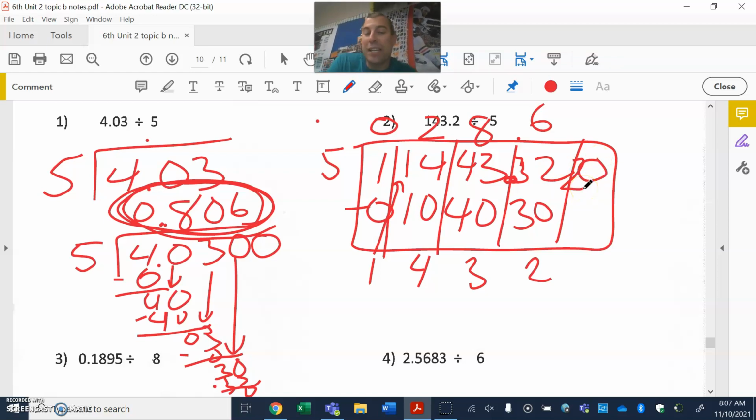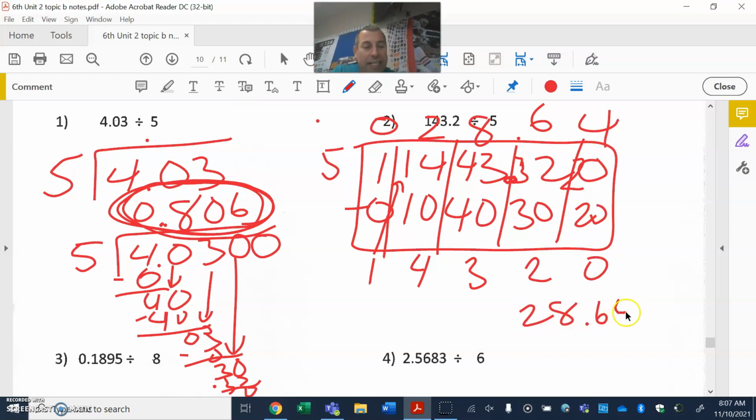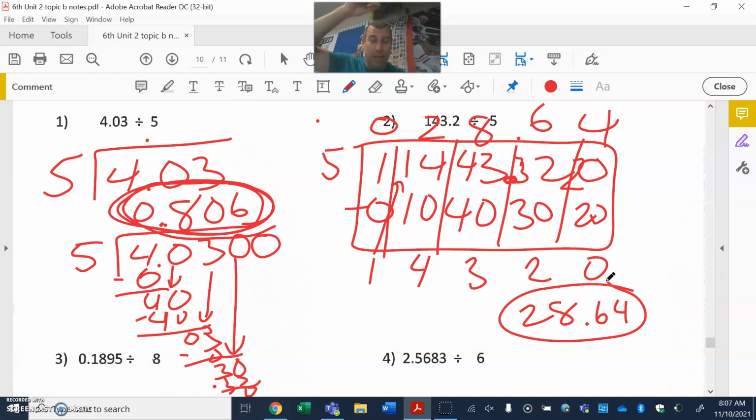How many groups of 5 can I pull out of 20? 4. All right. There we go. No remainder. I am done. So my winning answer is 28 and 64 hundredths. So think of it from this standpoint. Long division, it's going to stretch down the page, whereas in the box method, it's going to stretch to the side. So again, it just depends on the comfort level of your setup.